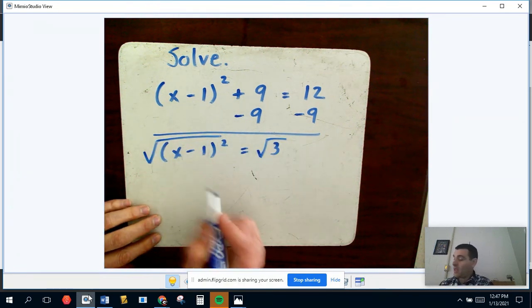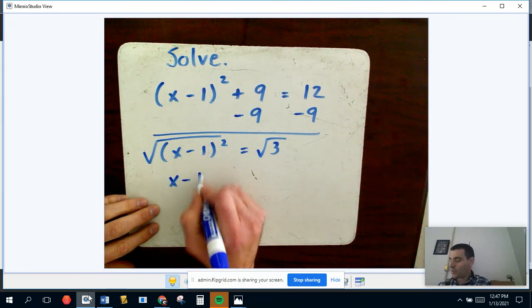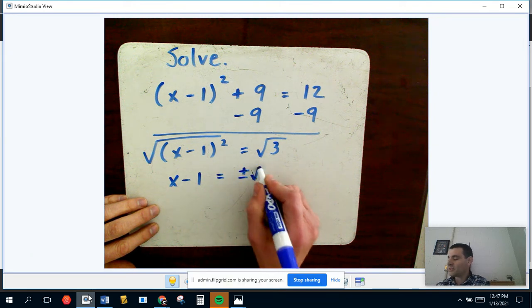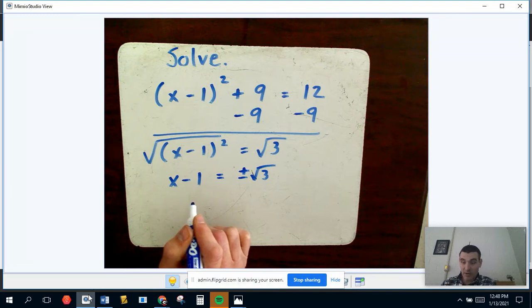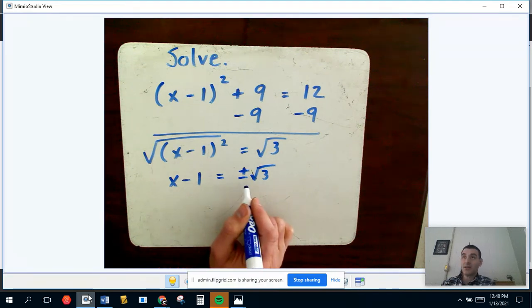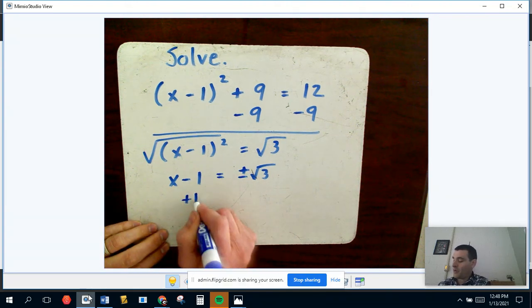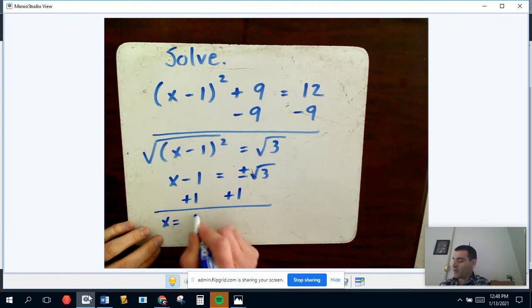Okay. And this particular problem, we're going to get x minus 1 equals plus or minus the square root of 3. Like before, this is technically the absolute value of x minus 1, but we most often bypass that by proactively putting this plus or minus here. At this point, we would add 1 to both sides. You get sort of this weird looking answer.